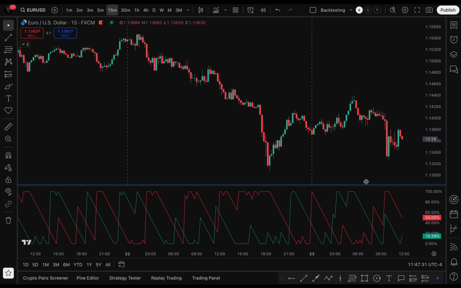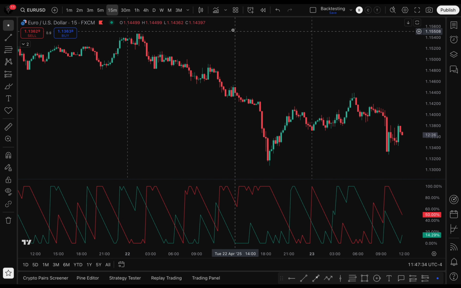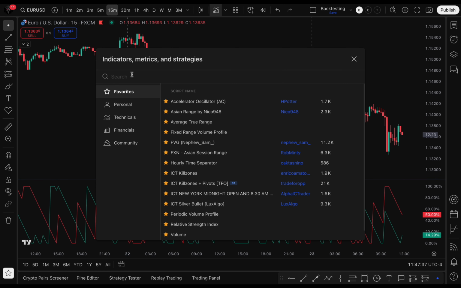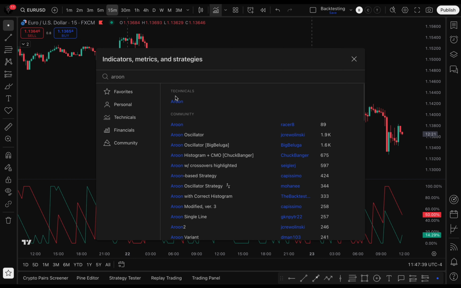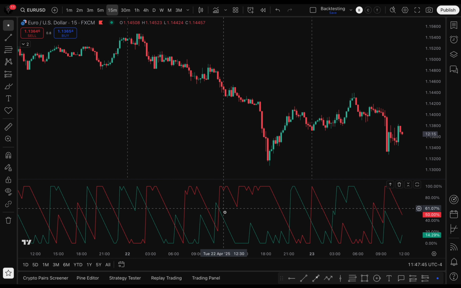As you can see below my chart, I've applied the Aroon indicator. You can easily go to the indicators of TradingView and type in Aroon, and here it is. When you click on it, you will see it down below. However, I personally changed the colors to something I like.